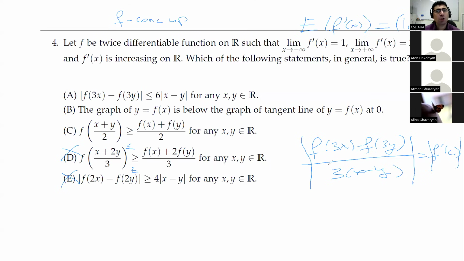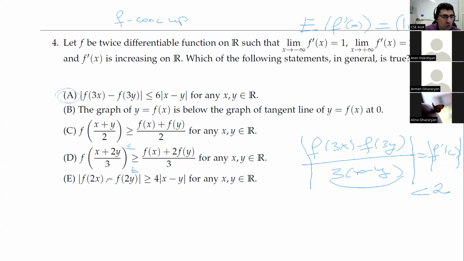Okay. What do we know about f prime? Remember, we just discussed that f prime is greater than 1 and smaller than 2. So it is smaller than 2. And multiplying by 3x minus 3y and bringing it to the right side, we see that actually, yes, this is correct. And E is wrong.